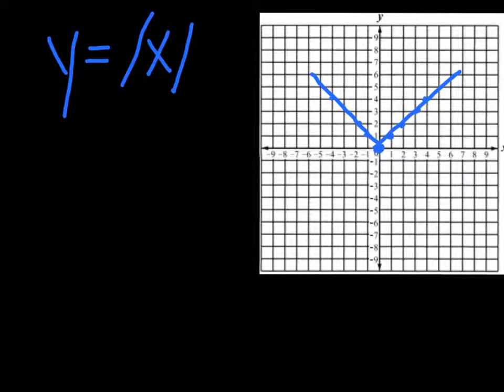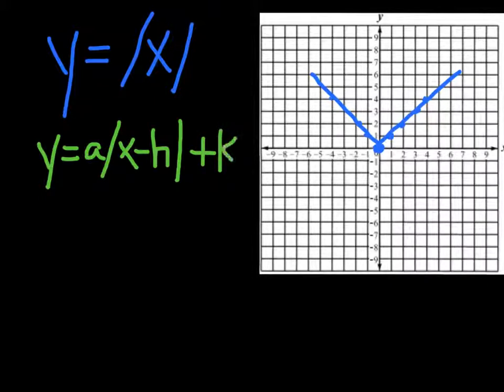The general form of your absolute value is going to be y equals a, which tells you if it's going up or down, times the absolute value of x minus h. That h is going to give you the shift along the x-axis, and then plus k out here gives you the shift in the y. Let's look at an example.